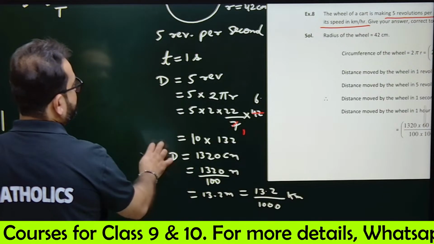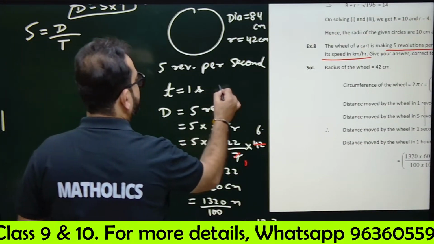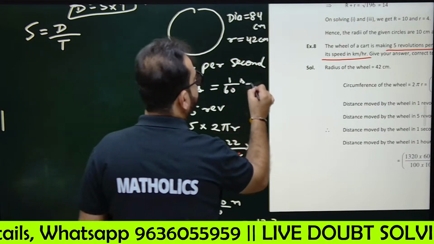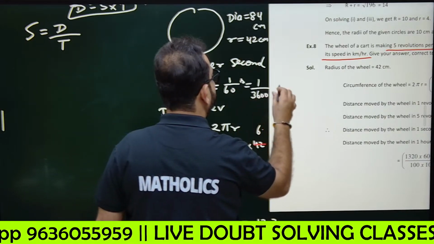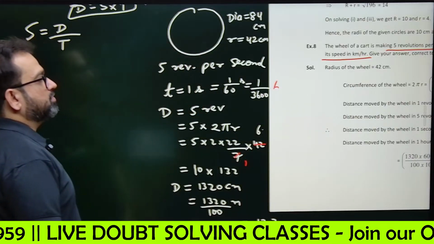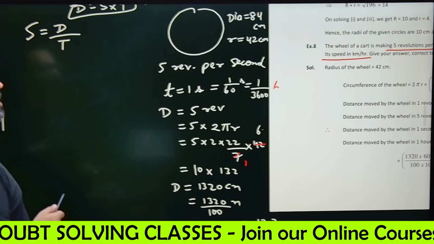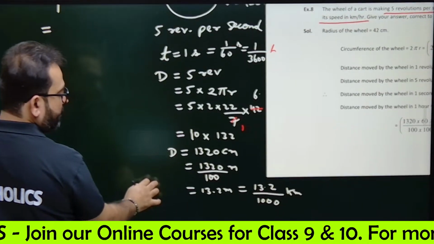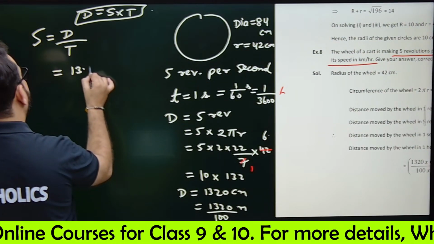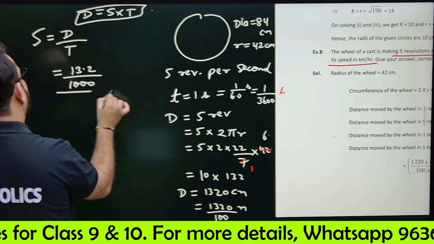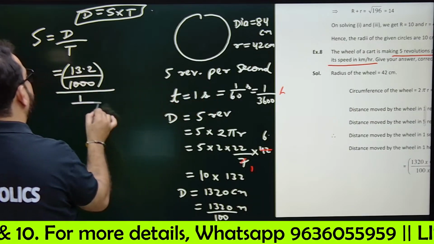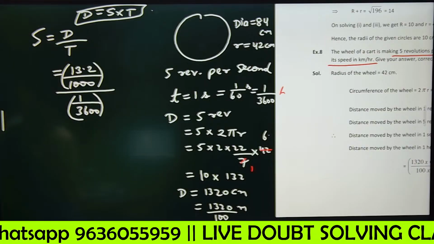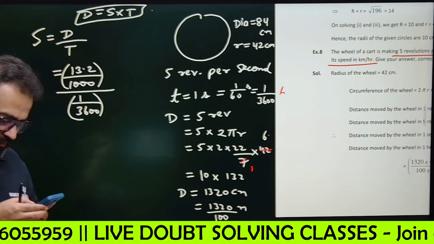And time in hours. So time is actually what? First 1 by 60 second, then again you divide it by 60, so it will be 1 by 3600 hours. Yes or no? 1 second equal to 1 by 3600 hours. So we'll write distance as 13.2 upon 1000, 13.2 upon 1000 whole upon divided by what? 1 by 3600. Got this point? Yes or no? This will be the speed in kilometers per hour.